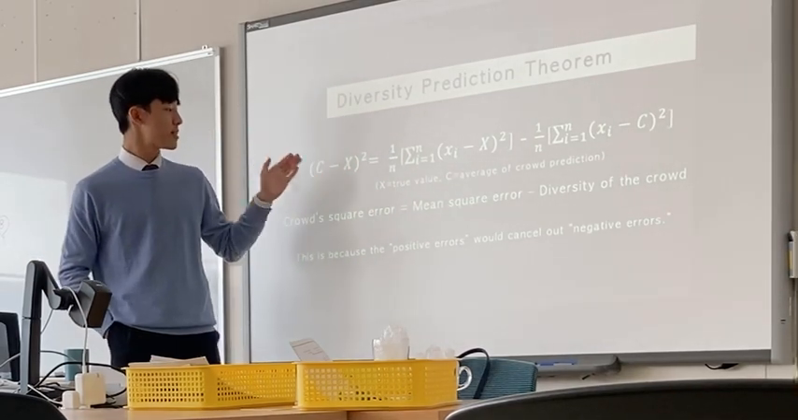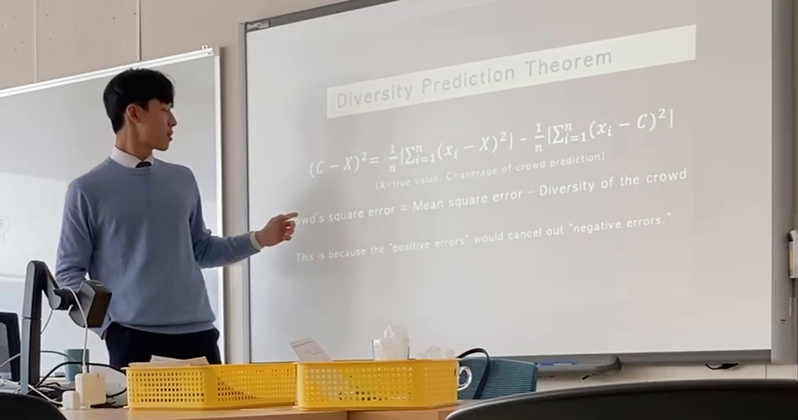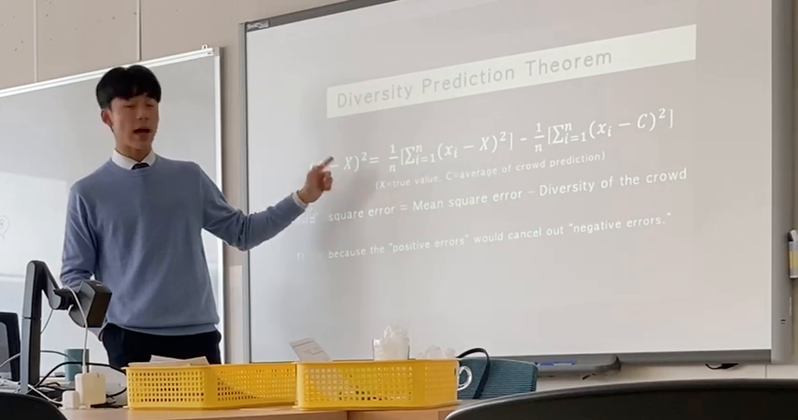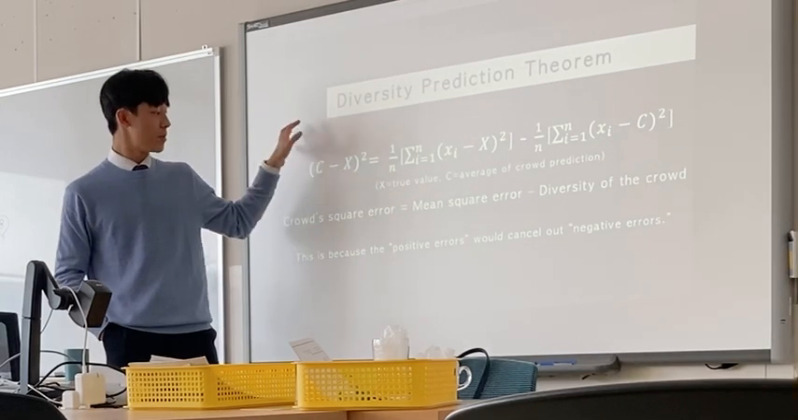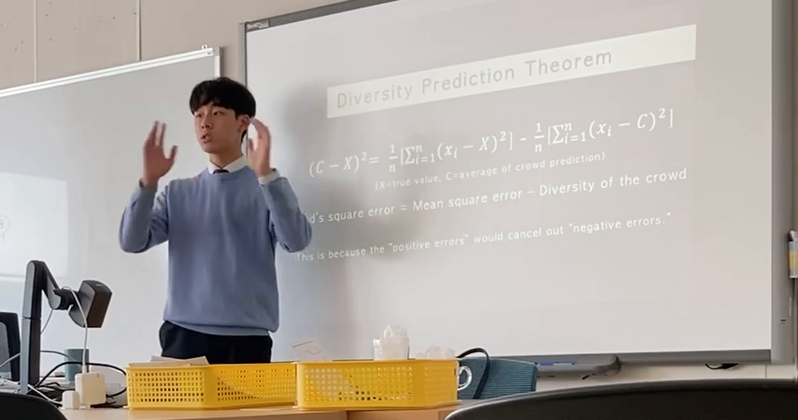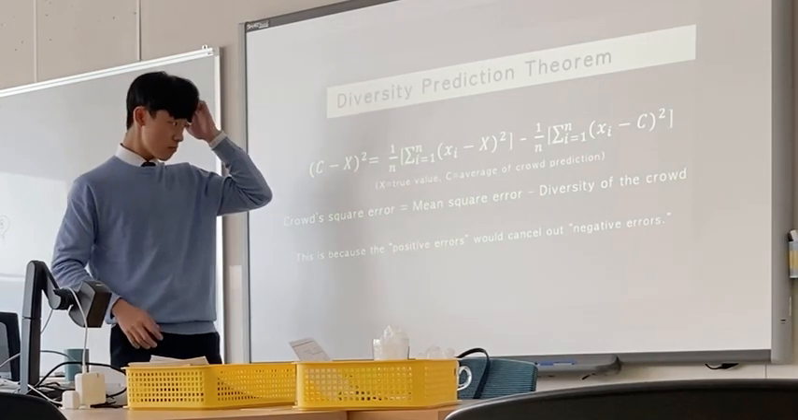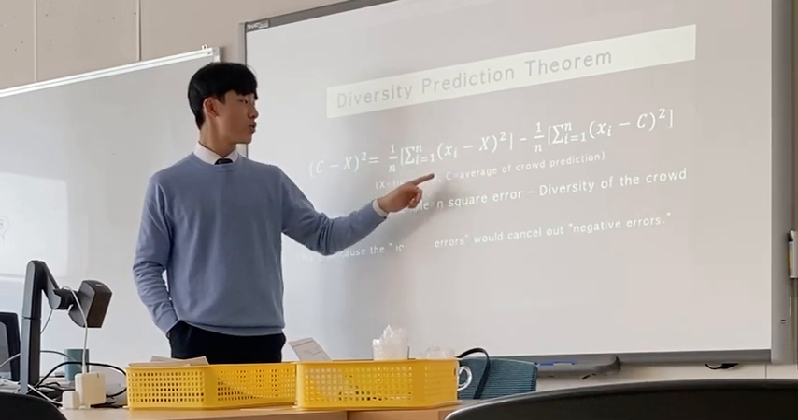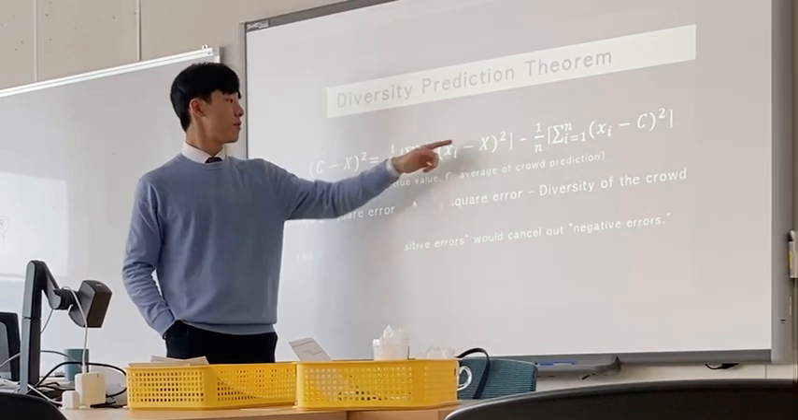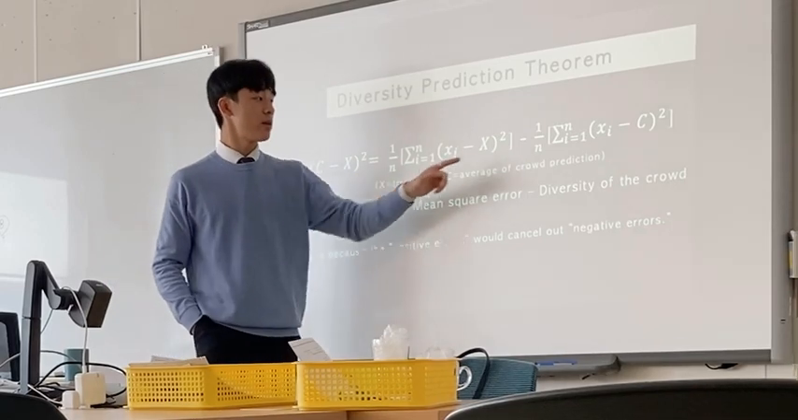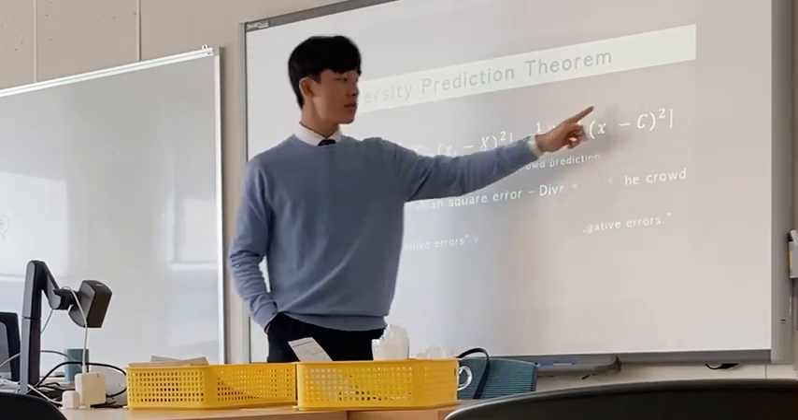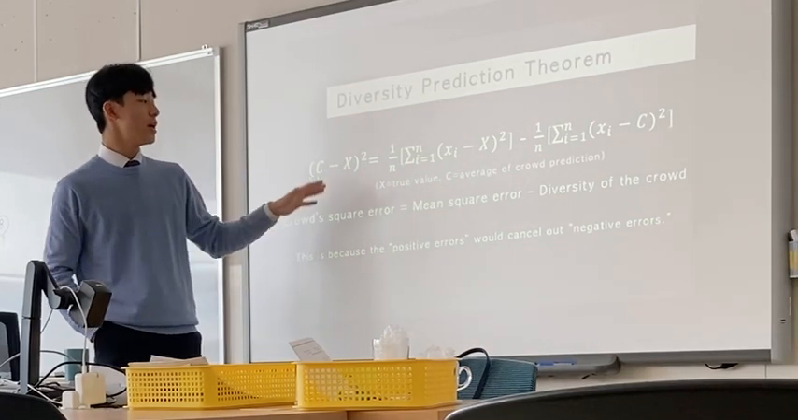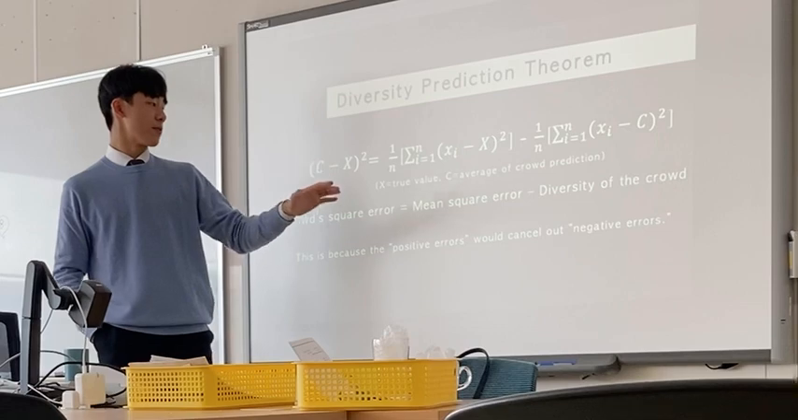But what this in essence tells you is that this is the crowd's square error. C is the average of the crowd's prediction, and X is the actual value. So if you sum all of these up, you would get the sum of the square error, right? But in this case here, this gives you the mean square error because you're now dividing this whole thing by n. And then here, this is the equation for the diversity of the crowd. So this means that the crowd's square error equals the mean square error minus the diversity of the crowd.